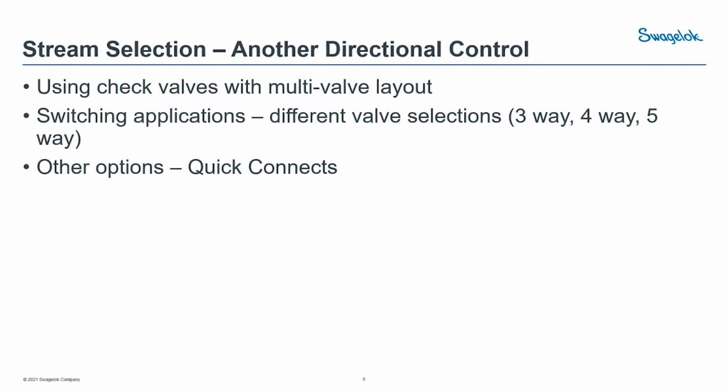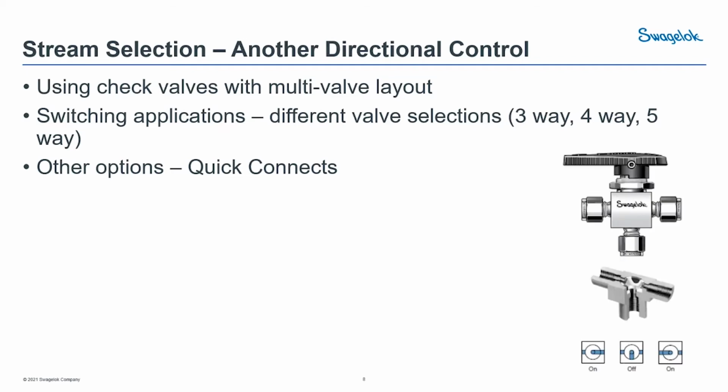So moving away from check valves and talking about another option for directional control. If we're trying to control the flow, we could use a multi-valve layout, where we use different ball valves to direct to different lines or to mix different materials in with check valves. Another option is we use switching applications. So switching valves are pretty common. We have 3-way, 4-way, 5-way, and even more, but the 3, 4, and 5 are probably our most common.